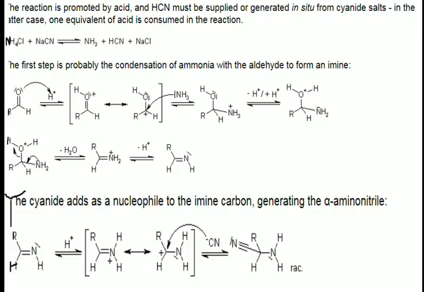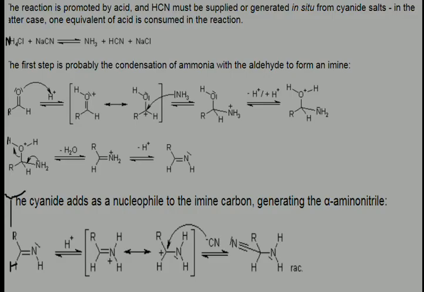The alpha amino nitrile then undergoes a hydrolysis reaction. It gives the corresponding alpha amino acid. So, by using Strecker synthesis, you can prepare alpha amino acids in very good yield.